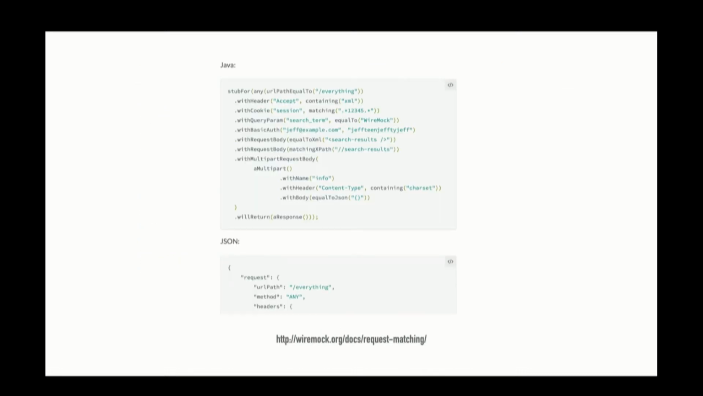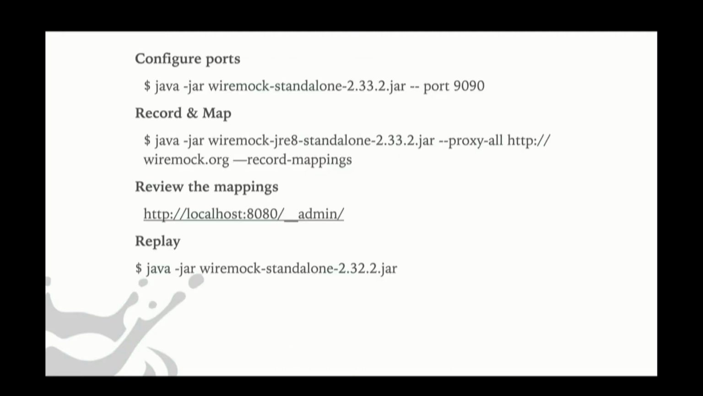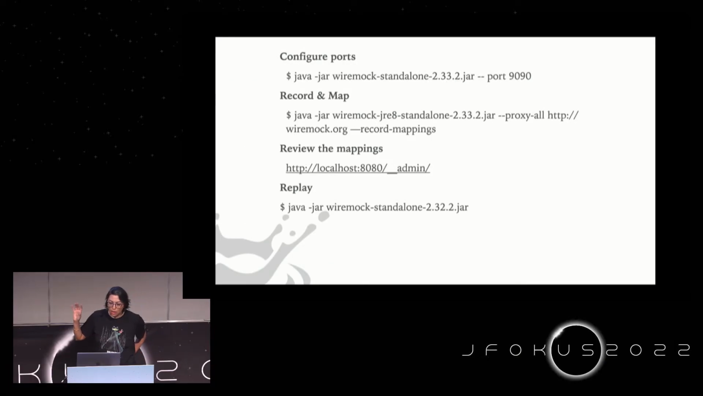You can make the request in JSON format, or you can do them in Java. Here it's a very compressed definition of a WireMock stub, and you can also define them with JSON. And actually, I'm only going to explain a little bit, and then we jump to the demo. I have tons of demos for you.